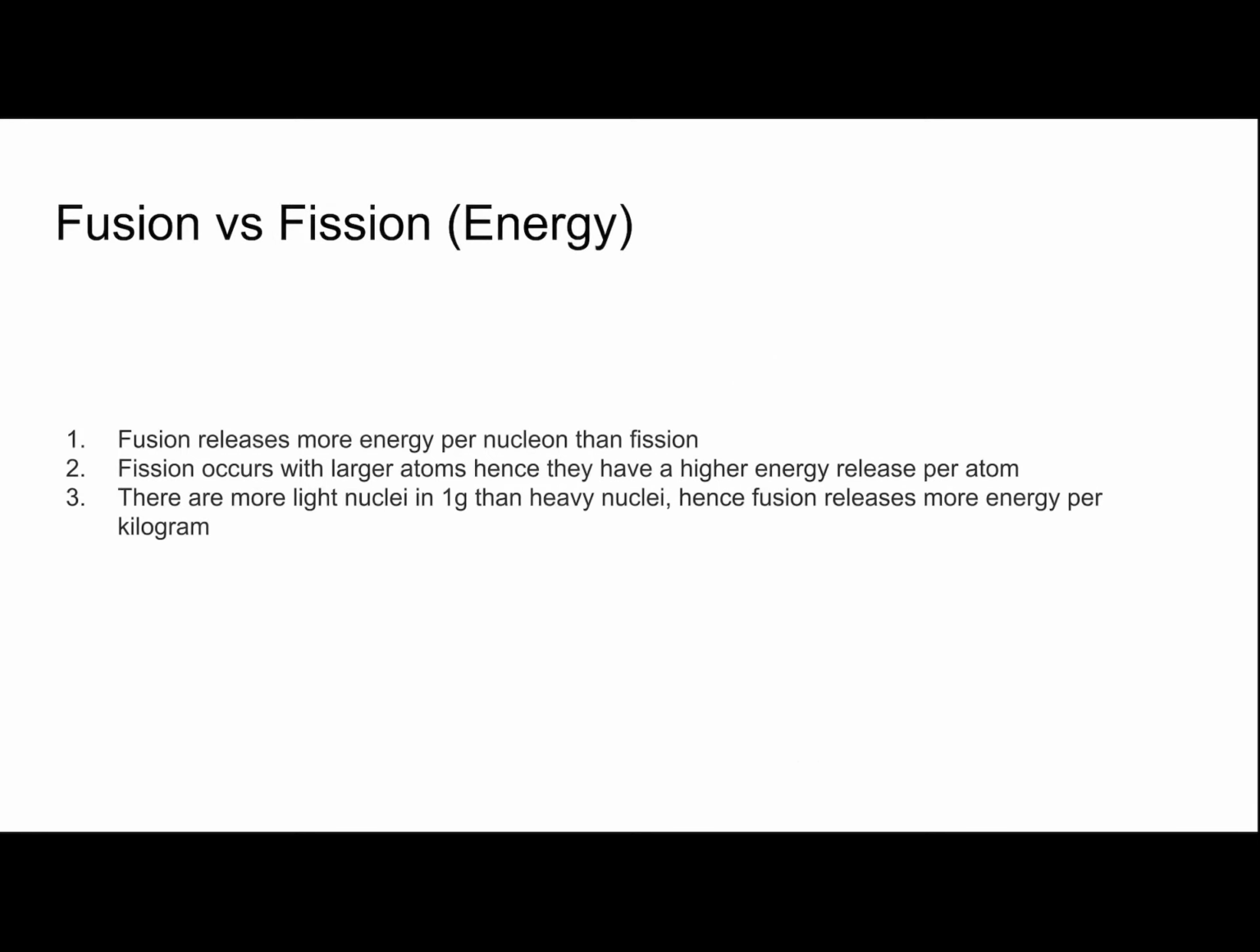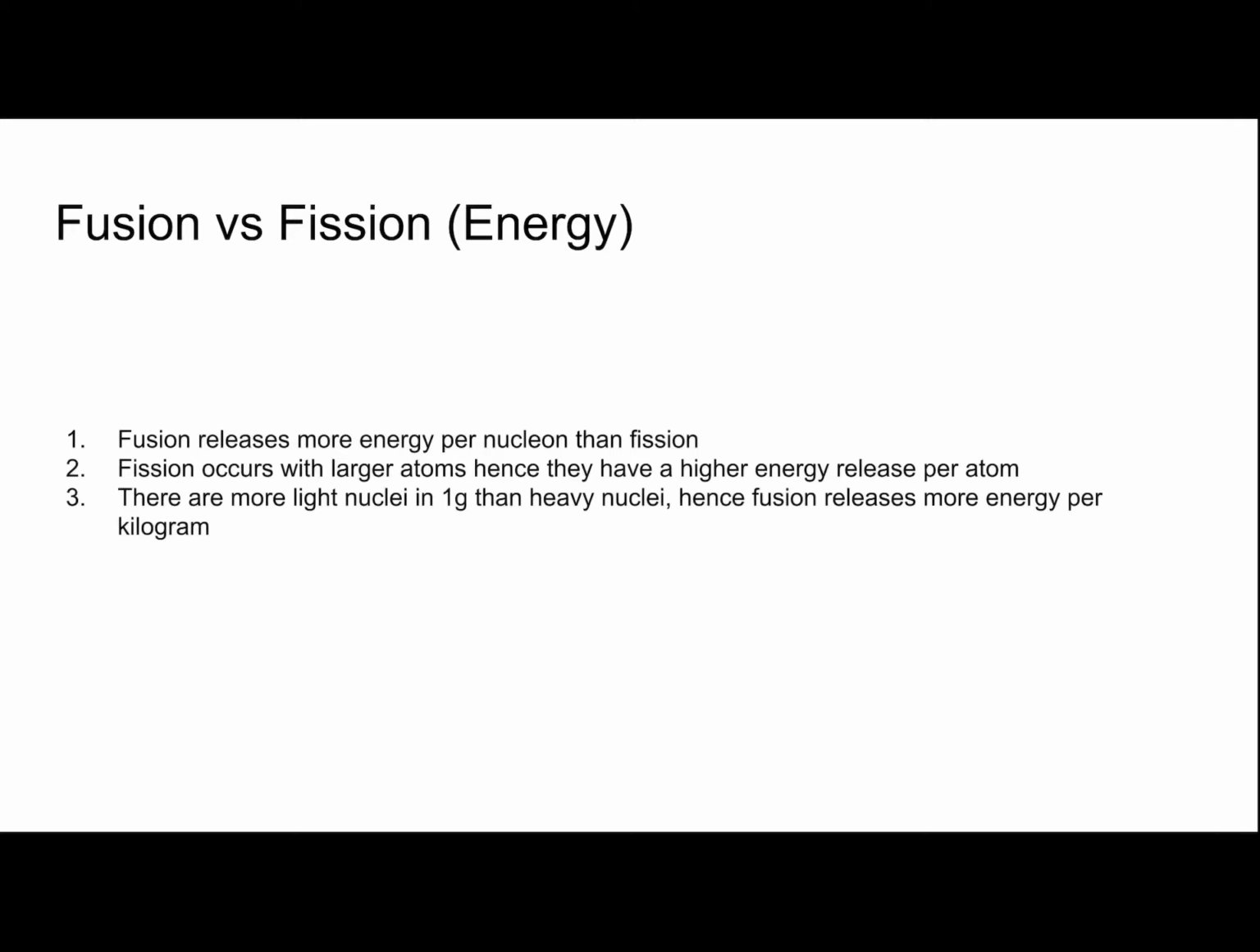Alright, so fusion versus fission in terms of energy. There are 3 bullet points we need to remember. Fusion releases more energy per nucleon than fission. So in terms of per nucleon, fusion gives us more energy. Fission occurs with larger atoms. We know that fission occurs when a large nucleus decays into two smaller nuclei, hence they have a higher energy release per atom. Because the atoms are bigger, the energy they release per atom is going to be bigger than fusion, and that's because fusion has very small nuclei compared to fission.